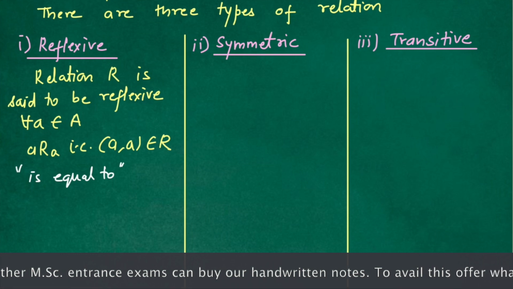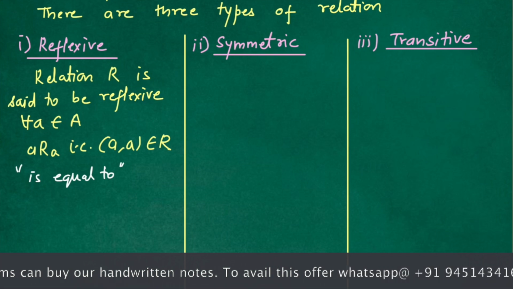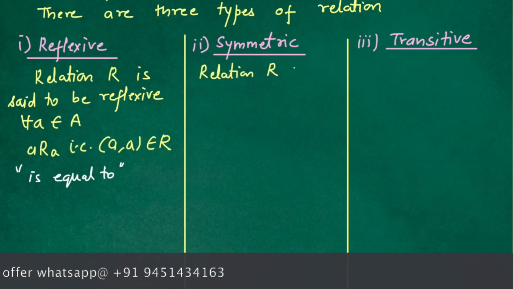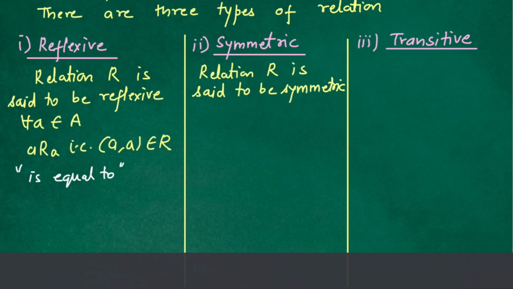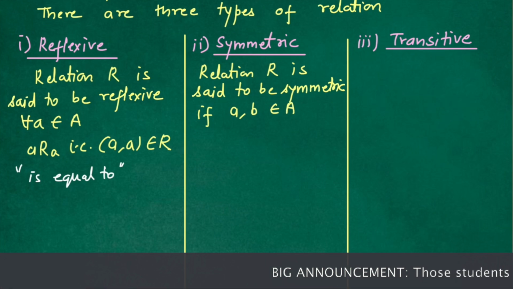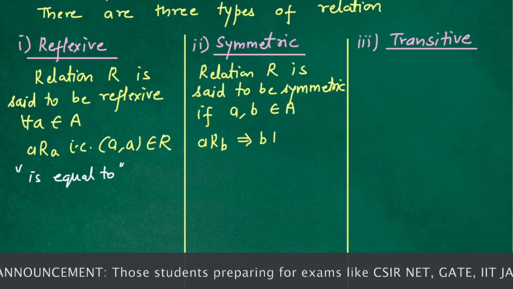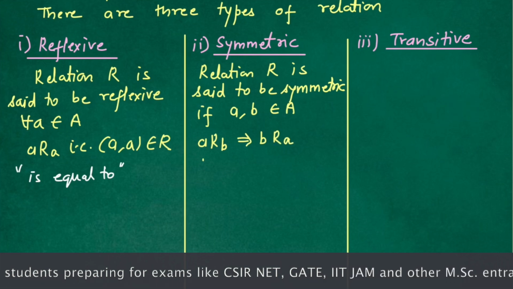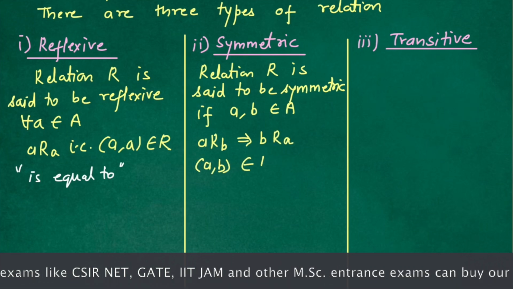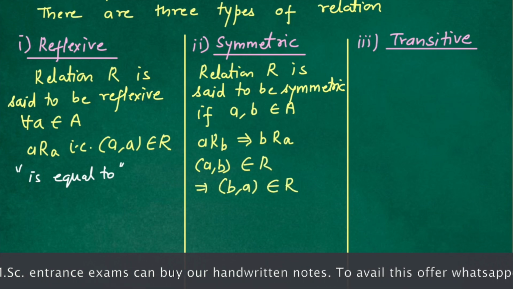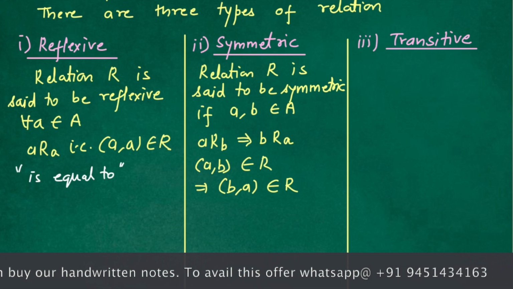Now let's see second relation, that is symmetric relation. A relation R is said to be symmetric if I take two elements from set A, then if A is related to B, then B is also related to A. That is if A comma B belongs to R, then B comma A must also belong to R.